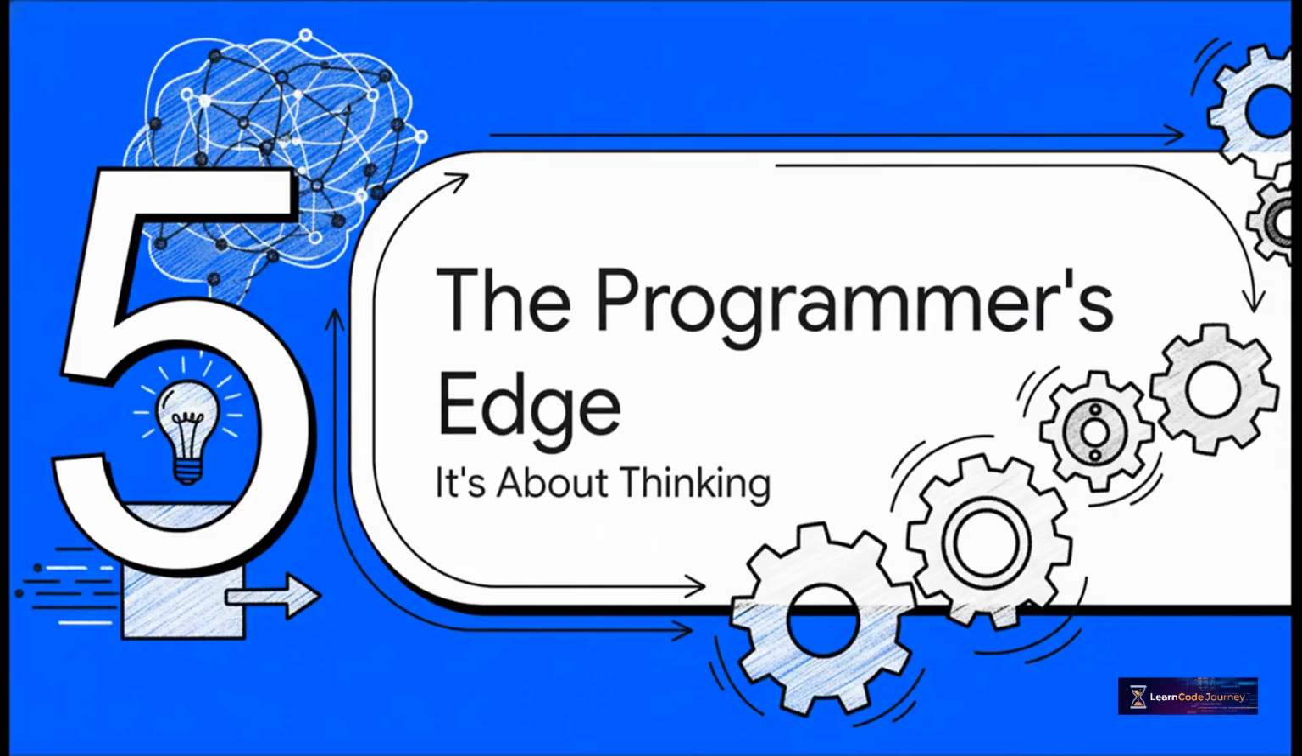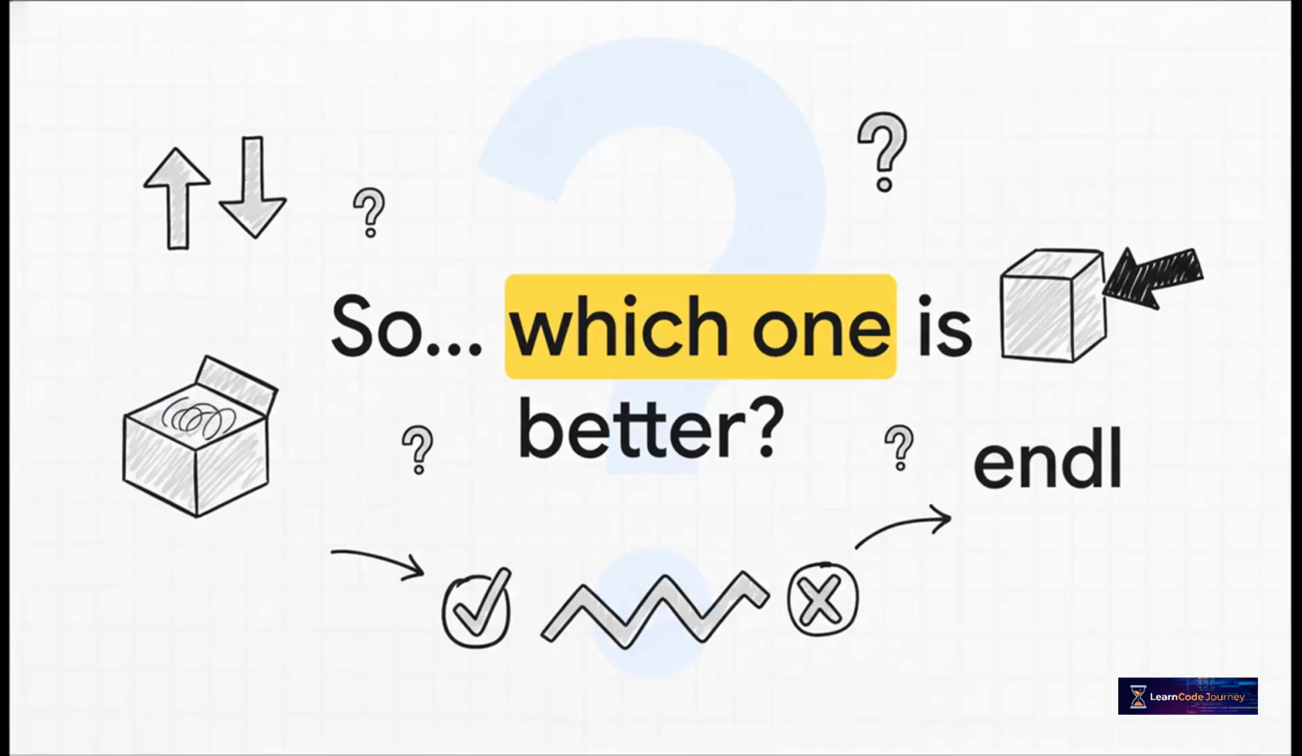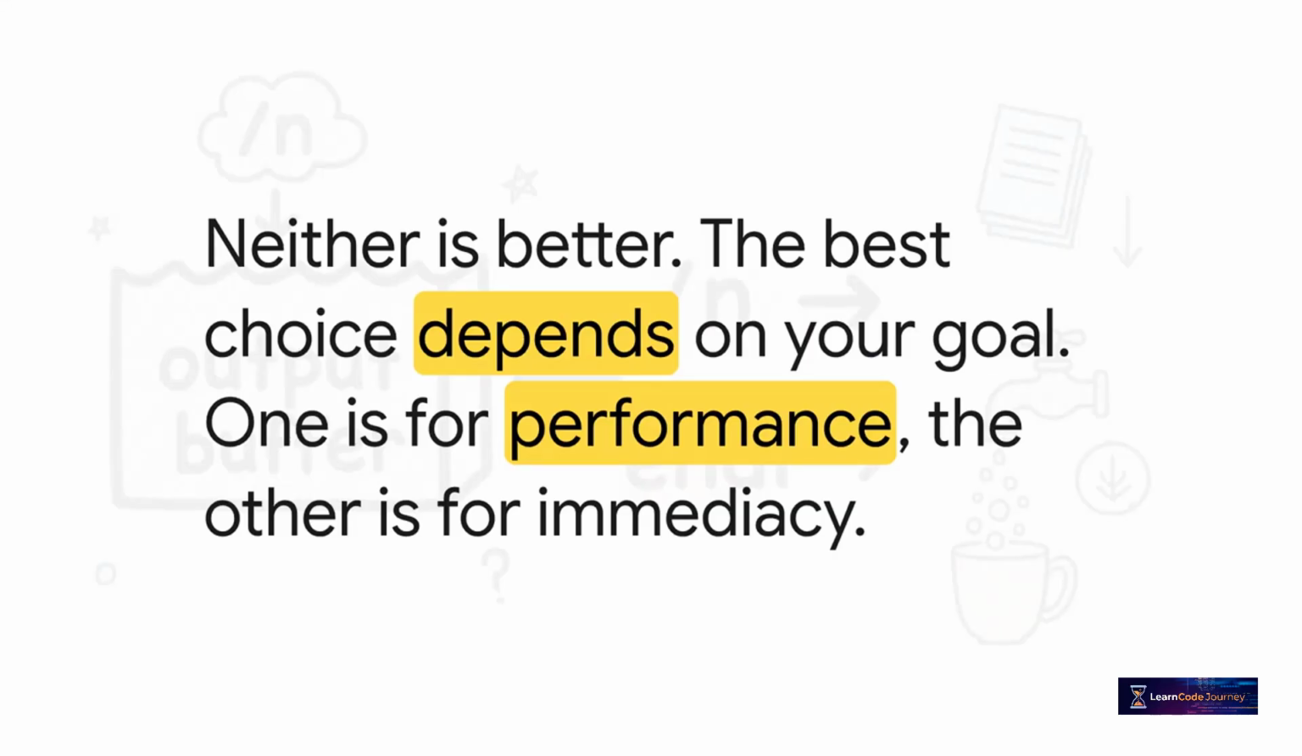And this is where we get to the real heart of the matter. Because this isn't just about shaving a few milliseconds off your program's runtime. It's bigger than that. It's about changing how you think as a programmer. So the obvious question is, all right, I get it. \n is faster, so I should just always use \n, right? It seems like the obvious choice, but it's actually not that simple. Here's the thing. Neither one is better. They're just different tools for different situations. Think about it.